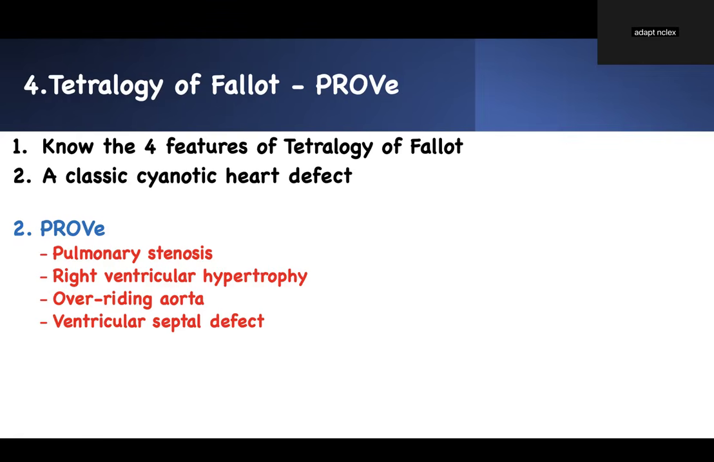But the major problem is the pulmonary stenosis preventing the right side from pushing blood to the lung. In the process, the right ventricle gets bigger. As the right ventricle gets bigger, it's going to fail. In order to compensate, the ventricular septum between the left and right opens up and pushes the blood to the left. Since the left ventricle is not working, what happened? The aorta takes over, and that is the overriding of the aorta. The baby becomes blue. Therefore, know the PROVE of tetralogy of Fallot.